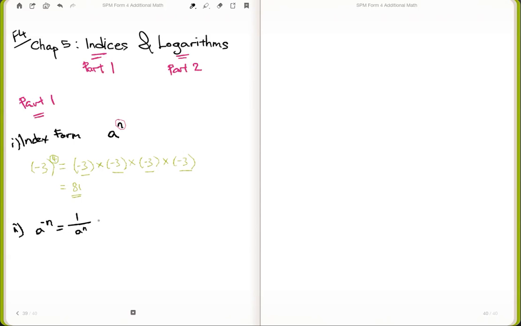Or it is also equal to a to the power 0 over a to the power n, because it is a to the power of 0 minus n. So therefore it's basically a negative n. That's the concept. This is the essence.